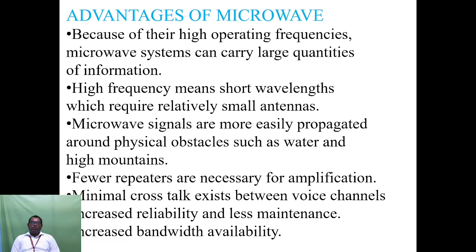Microwave signals are more easily propagated around physical obstacles such as water and high mountains. Fewer repeaters are necessary for applications, and minimum crosstalk exists between voice channels. Crosstalk means there is no overlapping of the signal from transmitter to receiver. It also increases the reliability, the maintenance is very low when we are using microwave signals, and it increases the bandwidth ability. So these are some advantages of the microwave system.